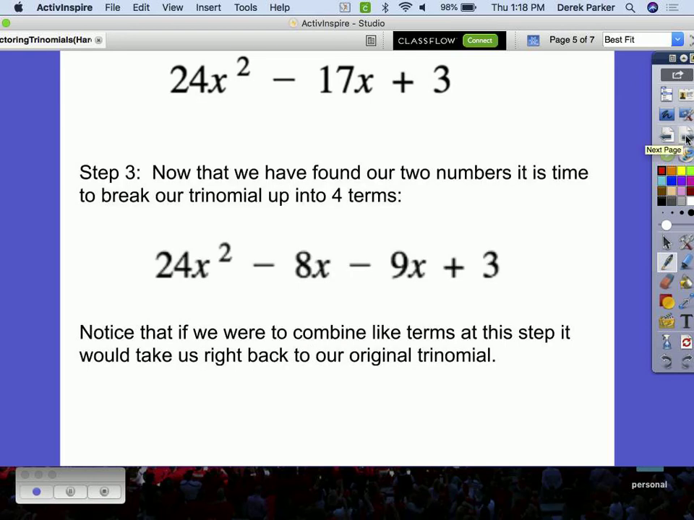Now that we have found our two numbers, it is time to break our trinomial up into 4 terms. 24x squared minus 8x minus 9x plus 3. Notice that if we were to combine like terms at this step, it would take us right back to our original trinomial.